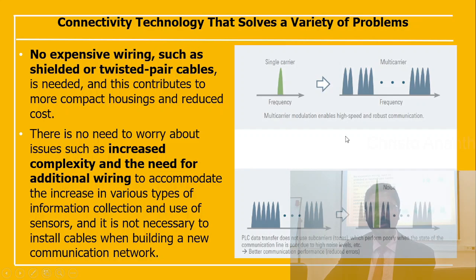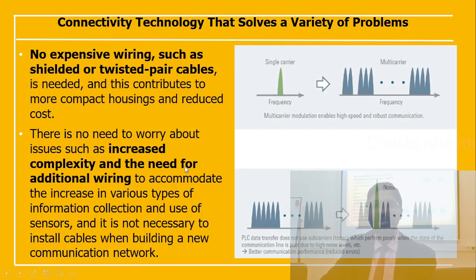Okay, right. So we'll have this multi-carrier modulation, which enables high speed and of course robust communication. So the single carrier is transformed into multi-carrier with the corresponding frequency. Here the PLC data transfer uses subcarriers or maybe tones, where the communication line is poor due to the higher noise levels. So we'll assure better communication through the power line communication, so that it is going to transform into a signal with lesser noise.